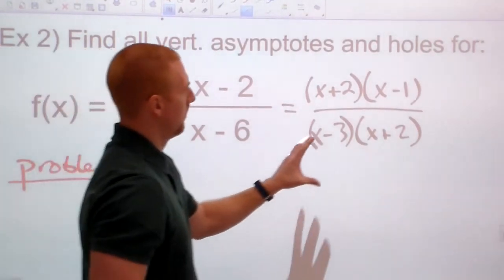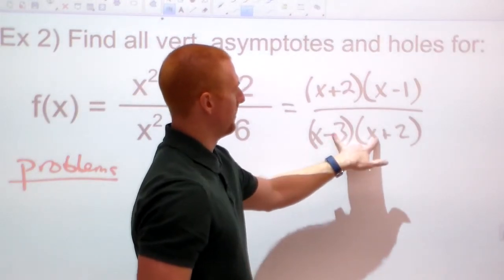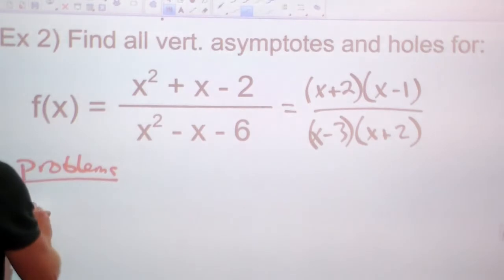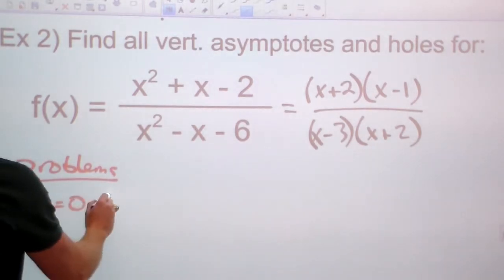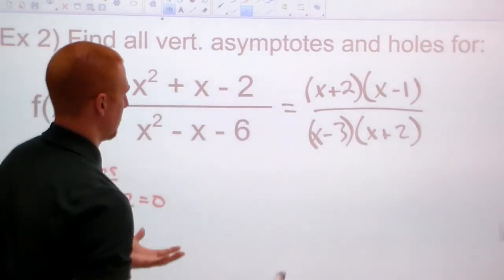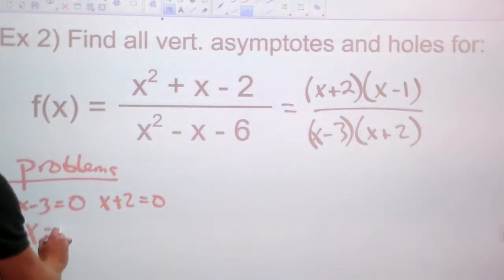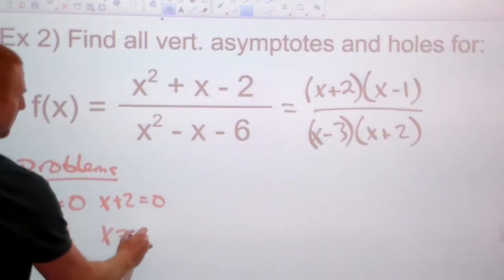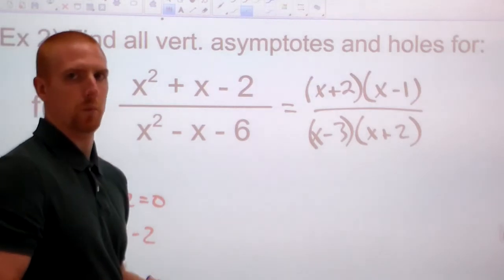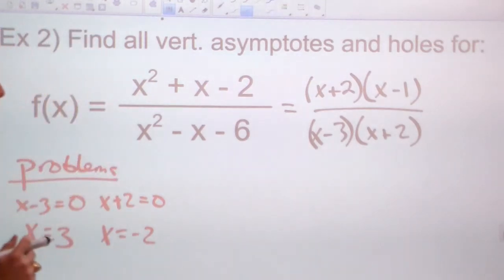So, if I divide by 0, we've got a problem. So we need to set this denominator, and it's easier to just do it in the factored form, set it equal to 0. And you just set each factor equal to 0. That's the easiest thing to do. So if x equals 3 and x equals negative 2, we got a problem. Okay? So I'll put the graph up in just a moment, but again, let's focus on the algebra for now.